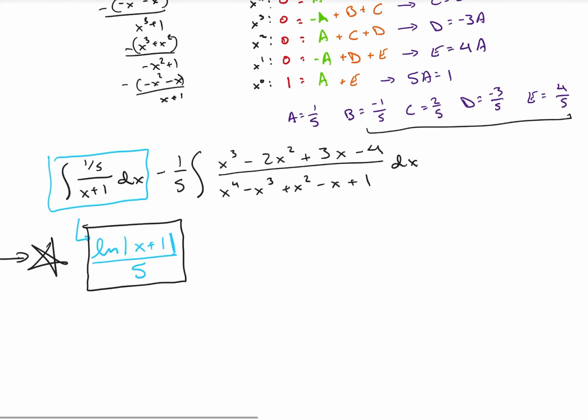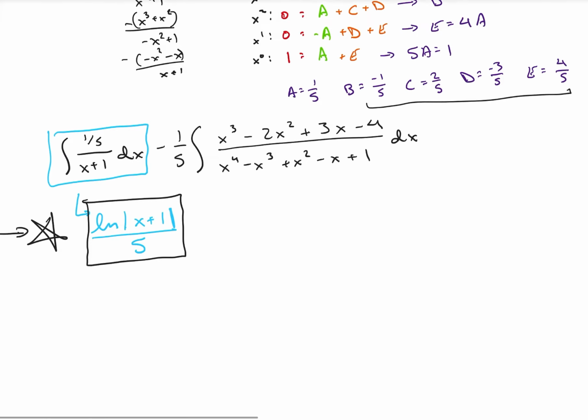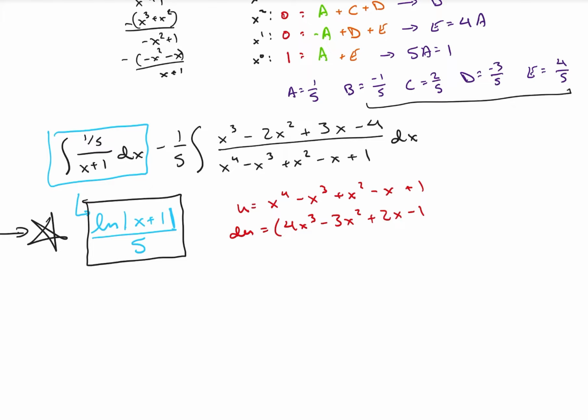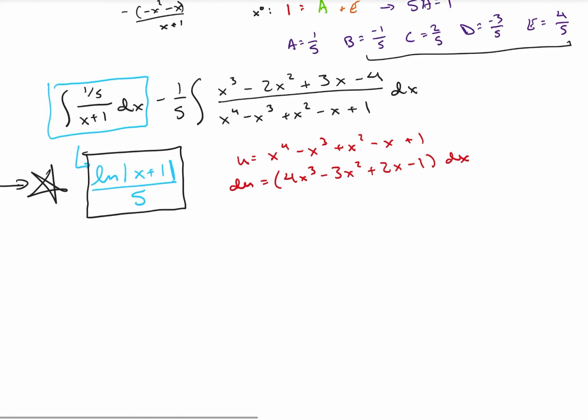So we look at this guy. We have a cubed term over a 4th degree polynomial. So we don't necessarily know exactly what we want to do here, but since I have 1 degree less in the numerator, what we could do is attempt some u substitution. So let's see what that looks like. If I made u equal to x to the 4th minus x cubed plus x squared minus x plus 1, then du would be 4x cubed minus 3x squared plus 2x minus 1 dx. And I can make the top look more like that than it does currently.